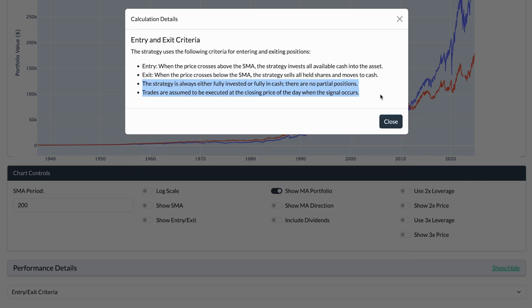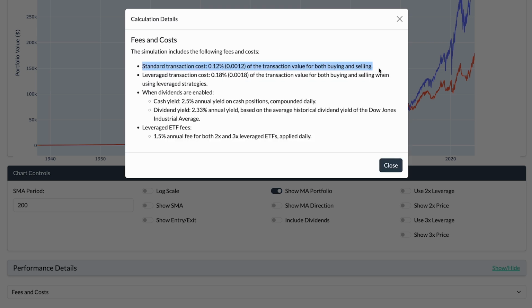The strategy is either fully invested or fully in cash with no partial positions, and we are always assuming that the execution price is the closing price of the day. The fees associated, for now without leverage, are 0.12% on transaction costs, and that's about it.